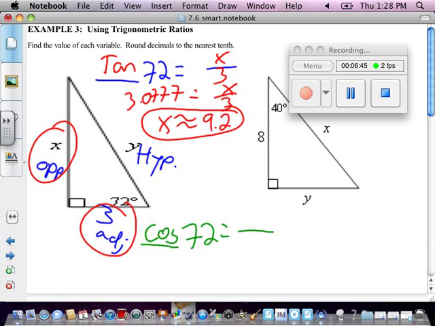Yes, Eric? 3 over y. Because it's adjacent over hypotenuse. Very nice. So we're going to get y equals 9.7. Y is approximately 9.7. You guys, just a little shortcut. If your letter is on the bottom, you just go 3 divided by this. If your letter is on the top, you go whatever you have times that. Just making a shortcut for you.